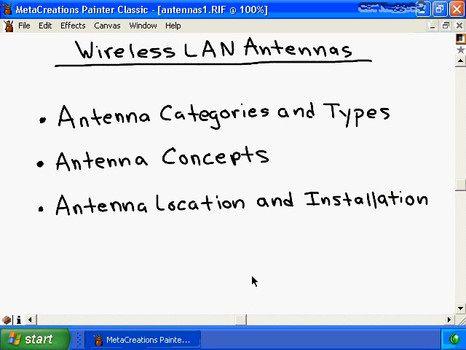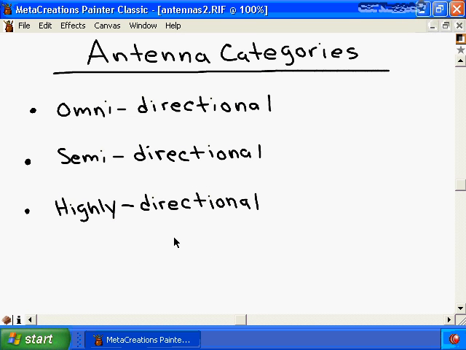And then we'll finish things off by learning about the best location where antennas should be installed and some antenna installation tips as well. So grab a beverage, get a snack, and get an antenna because we're going to get started here. First off, let's learn about the different antenna categories.